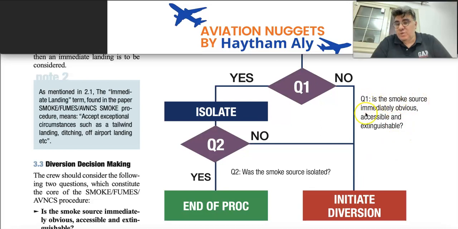If no, initiate diversion. Question 1, is the smoke source immediately obvious, accessible, and extinguishable? If the answer is no, initiate diversion immediately. If the answer is yes, isolate and ask yourself the second question, which is, was the smoke source isolated? If no, initiate diversion. If yes, end of procedure.